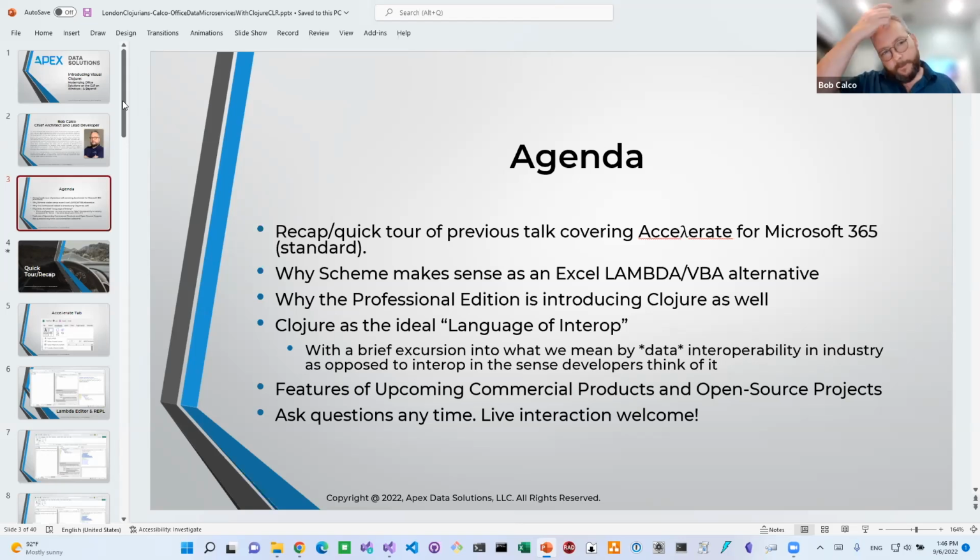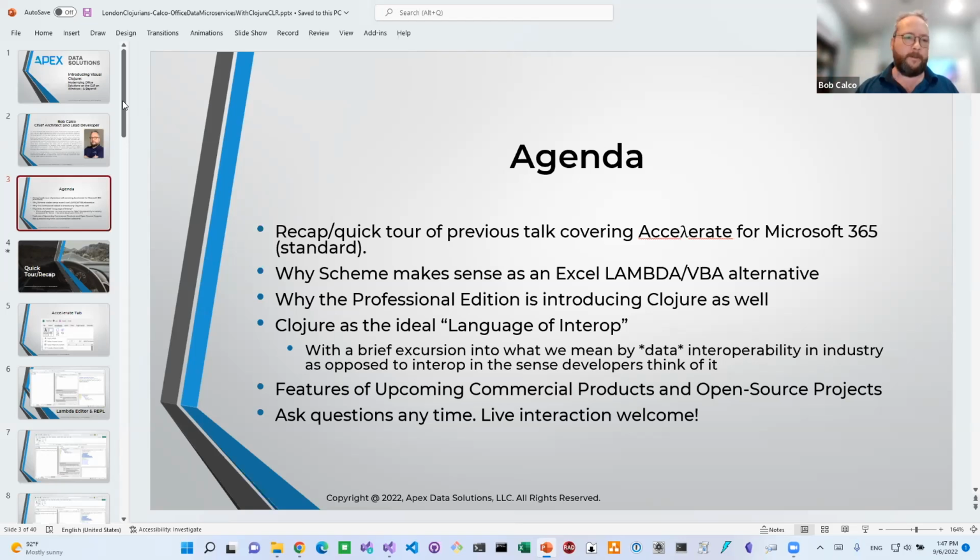It's not really any big lack in Scheme so much as it's an entirely different aspect or use case for what we're trying to do, and it has very unique strengths that recommend it for that use. By the by, the theme will generally be Clojure as kind of the ideal language of interoperability.